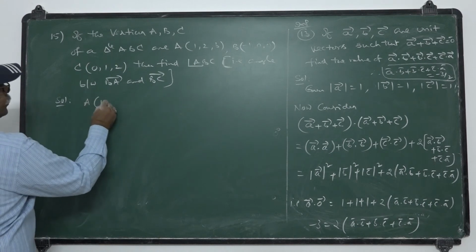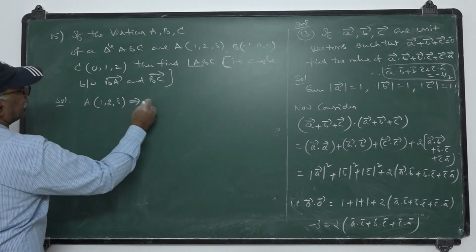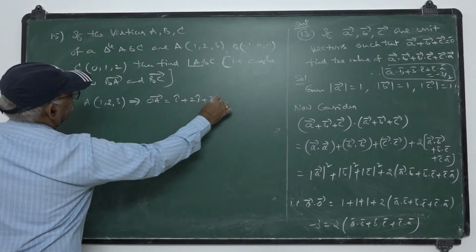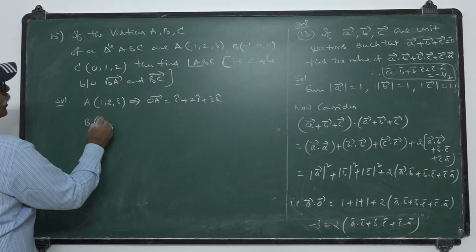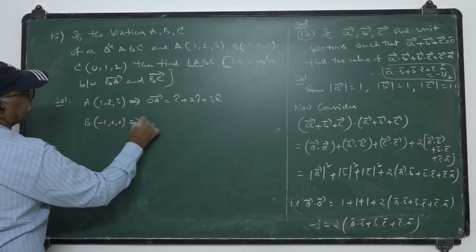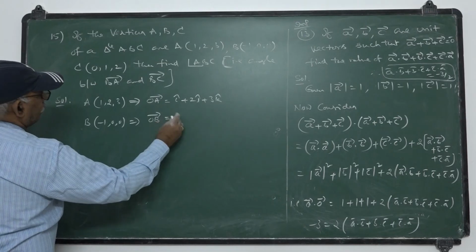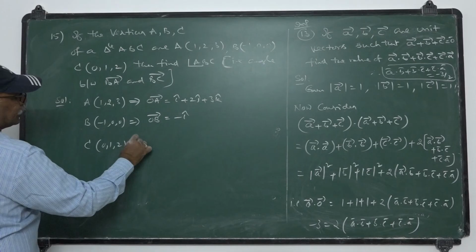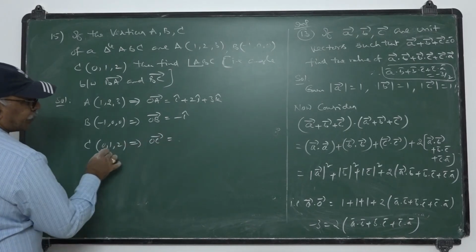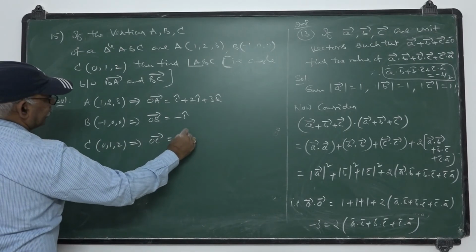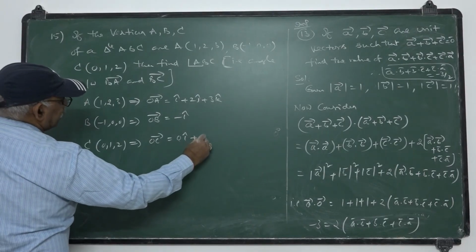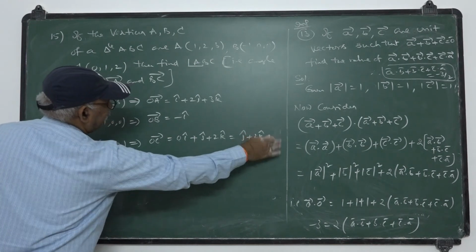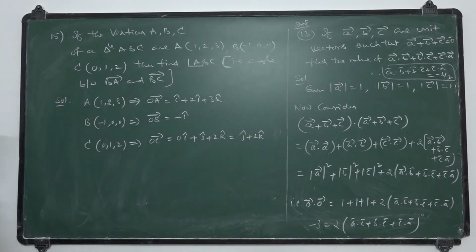So here A is 1, 2, 3 implies OA bar, the position vector, is i plus 2j plus 3k. B given as minus 1, 0, 0 implies the position vector of B, OB bar, is minus i. C is the point 0, 1, 2 implies OC bar, the position vector of C, is 0i, that means 0 bar, plus j plus 2k, that means j plus 2k itself. These are the position vectors of the points.